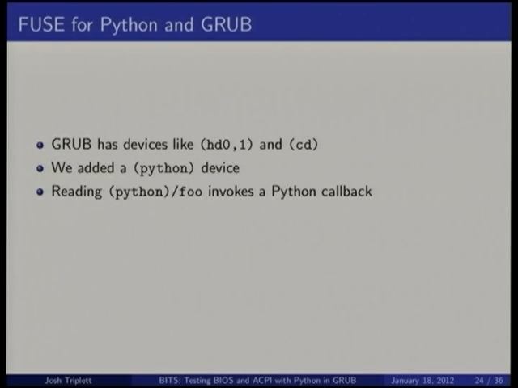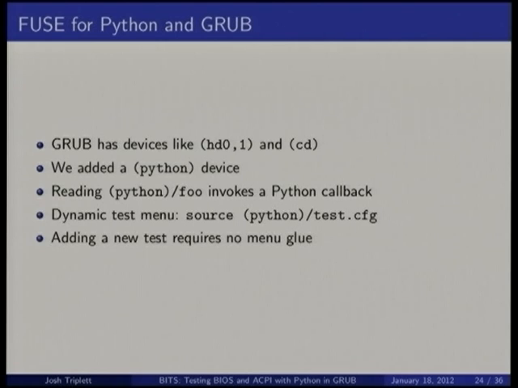Here's my open function. Here's my read function. It's a lot simpler API than Fuse, obviously, since we don't need to support things like mmap and ioctl and other craziness. But it works. And it lets us do crazy things like source python/test.cfg. Now we've got dynamic menus.